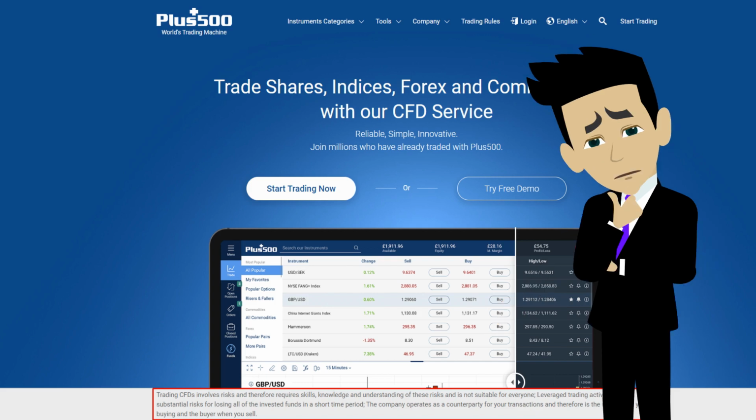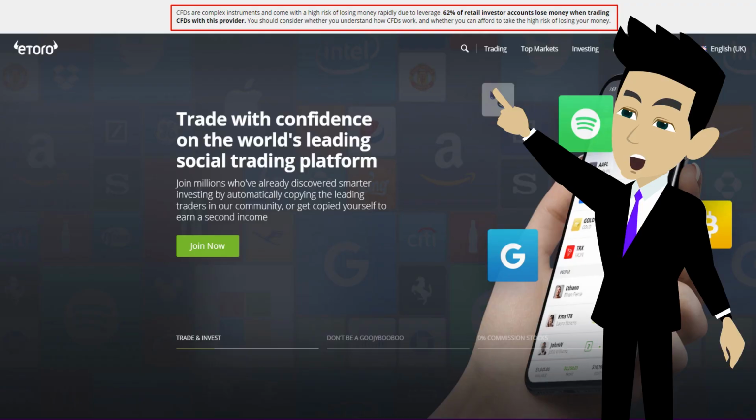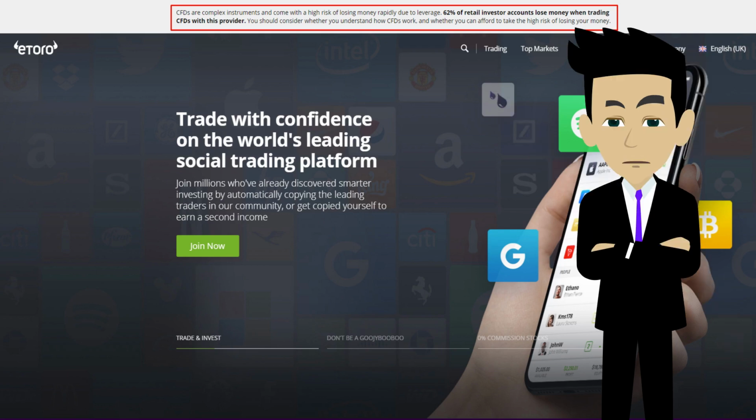Why do they say it? Because they have to. This is part of the regulation. Here we can see another trading platform, eToro. As we see, they say that 62% of retail investors' accounts lose money when trading CFDs. Just like Plus500, they must tell it to the traders. They are a regulated company as well.